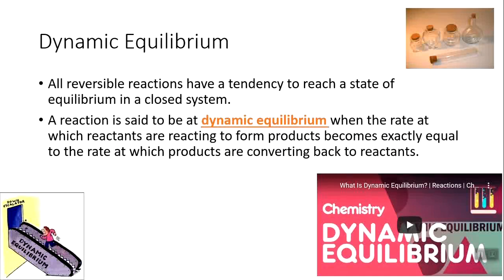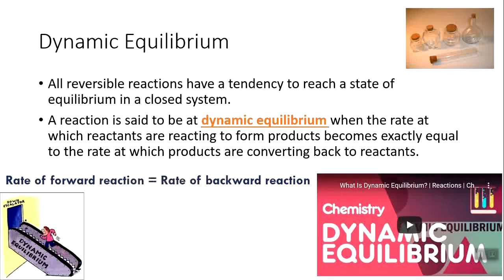Okay, so a reaction is at dynamic equilibrium when the rate at which reactant forms product becomes exactly equal to the rate at which products are converting back to reactants. So remember what rate is. Rate is speed. So we can think of it as the speed of the forward reaction is equal to the speed of the backward reaction. So again, forward reaction meaning reactant to product, and backward reaction meaning product to reactant. This is where the speed is constant, okay?